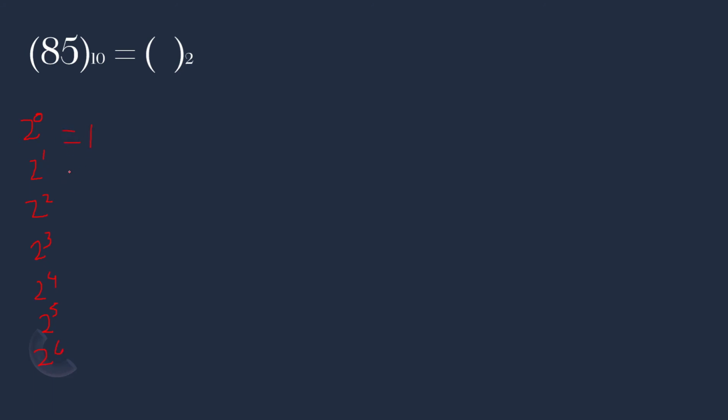2 to the 0 is 1. 2 to the 1 is 2. 2 to the 2 is 4. 2 to the 3 is 8. 2 to the 4, 16, 32, 64. So what's the highest power of 2 that goes into 85 without going over? It's 2 to the 6.